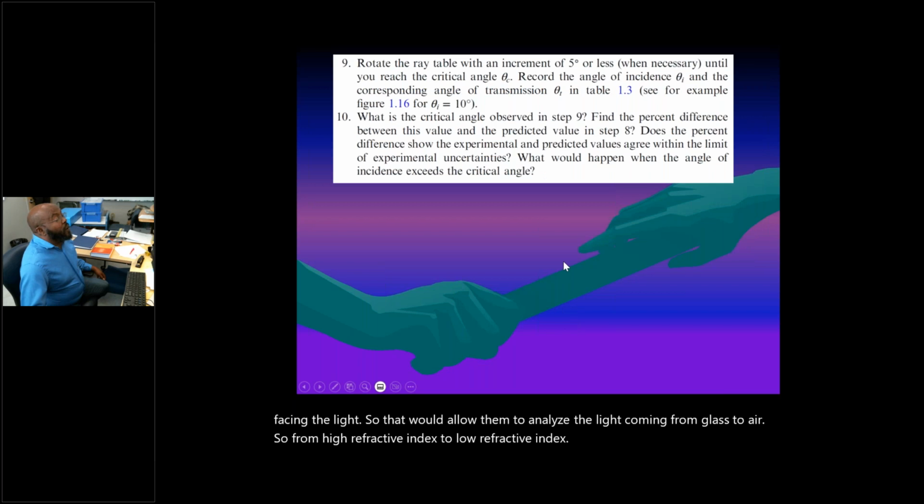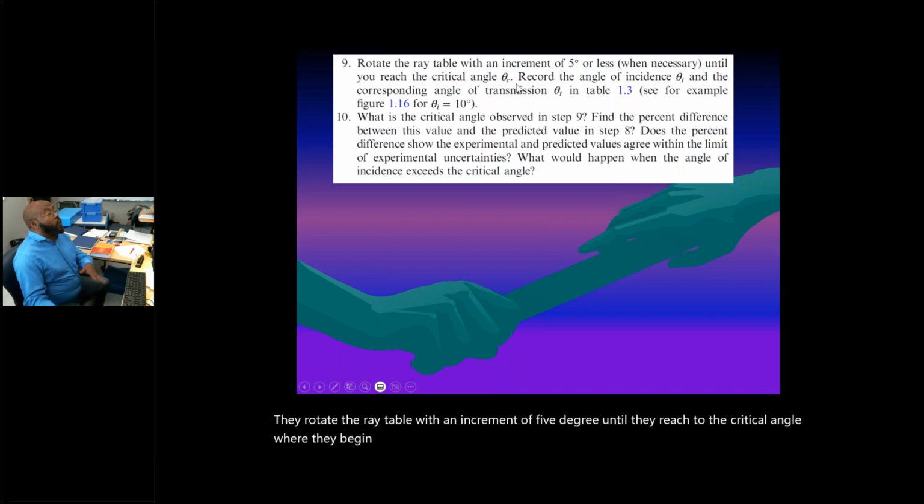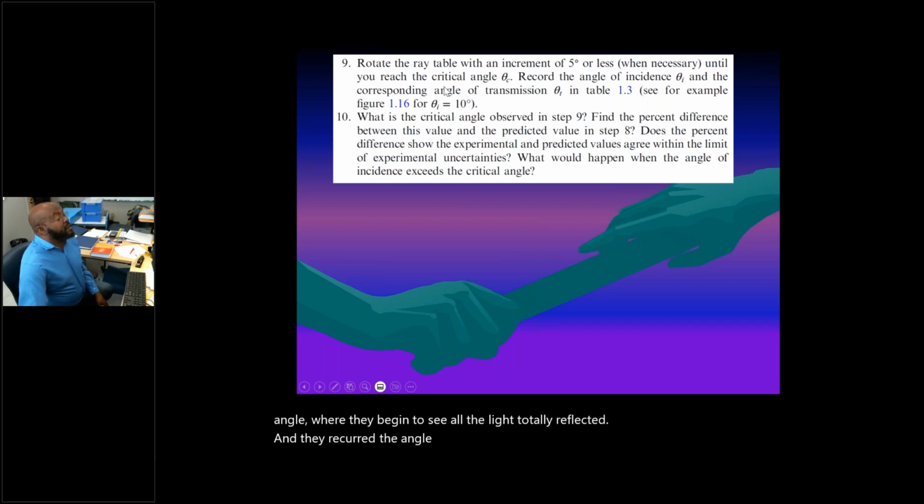So they rotate the ray table with an increment of 5 degrees until they reach the critical angle, where they begin to see all the light totally reflected. And they record the angle of incidence and the corresponding angle of transmission until they reach the critical angle.